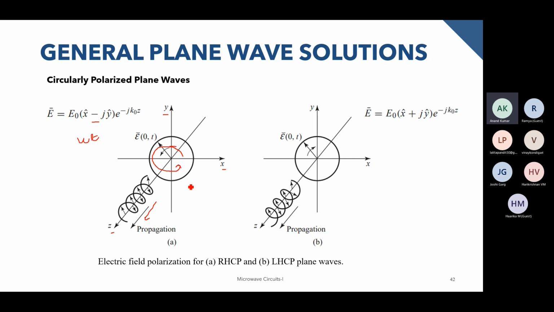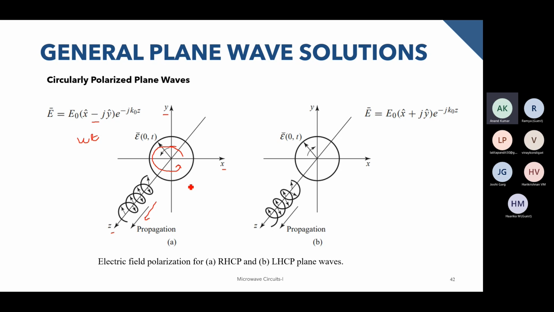You can show this action using your right hand. If you point your right hand thumb in the direction of propagation, the other four fingers will trace the electric field vector. So this is why we call it right hand circular polarization.